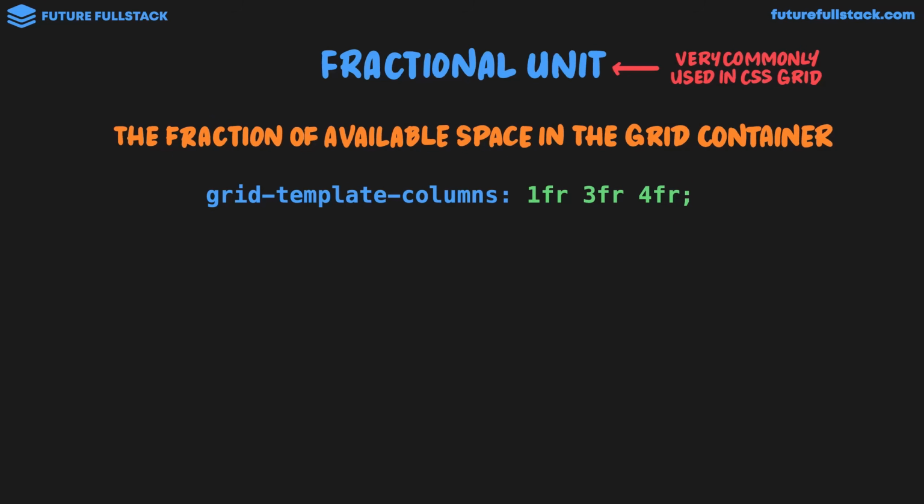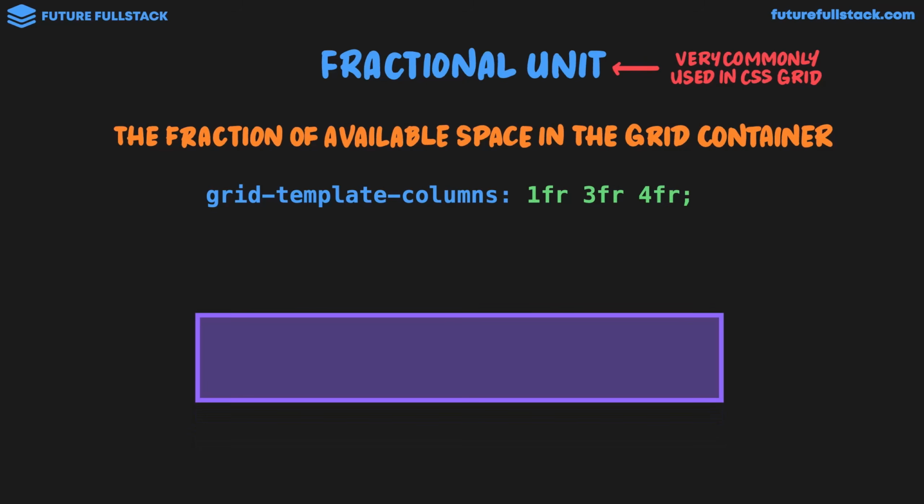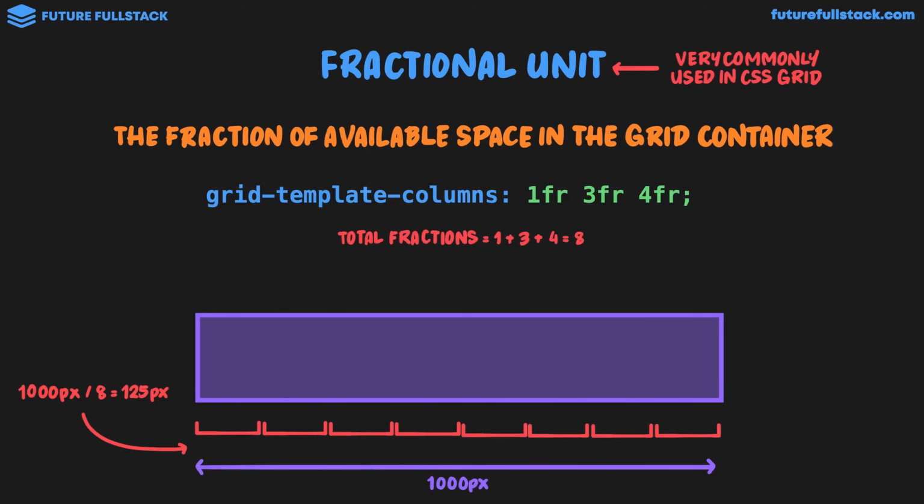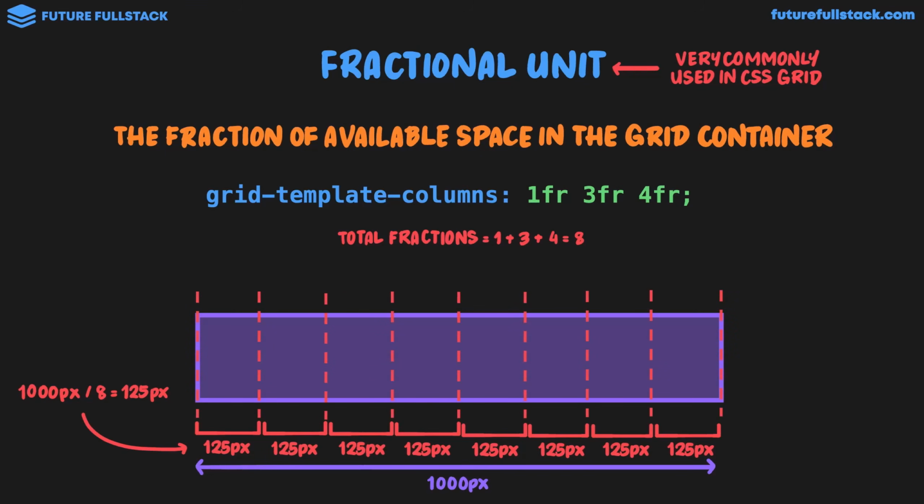So this is how it works. We have our grid container, which let's say has a width of 1000 pixels. We then add up our total fractions, which would be 1 plus 3 plus 4, which equals 8. We then take our width of 1000 pixels and divide it by our total fractions of 8, which gives us a value of 125 pixels. So we end up slicing our grid container into 8 fractions, each with 125 pixels. So essentially, one fraction is equal to 125 pixels.